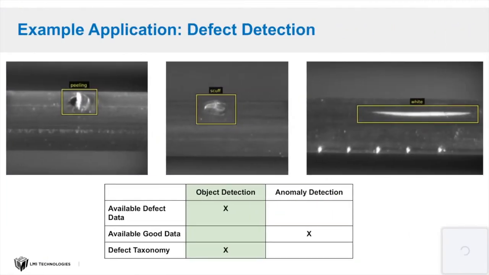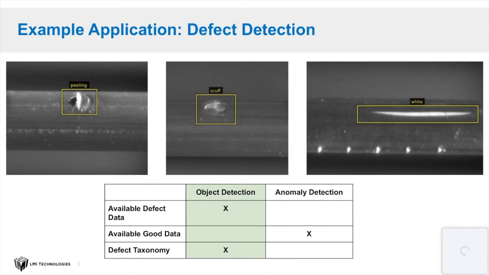So this is what we left over on the first webinar, which is we want to detect 3 kinds of defects on the catheter. The first defect is on the left, which is peeling. The second is in the middle, the scuff. And the last one is on the right, the white.